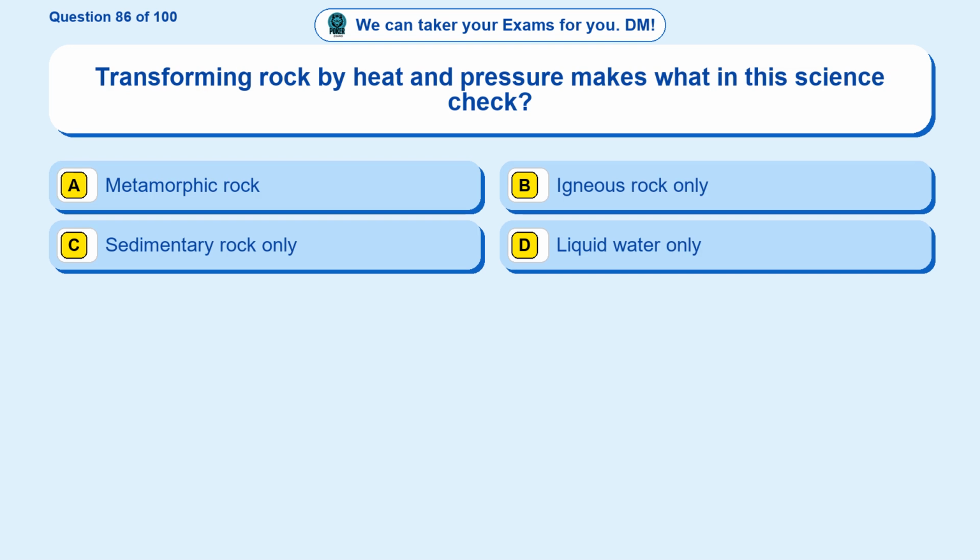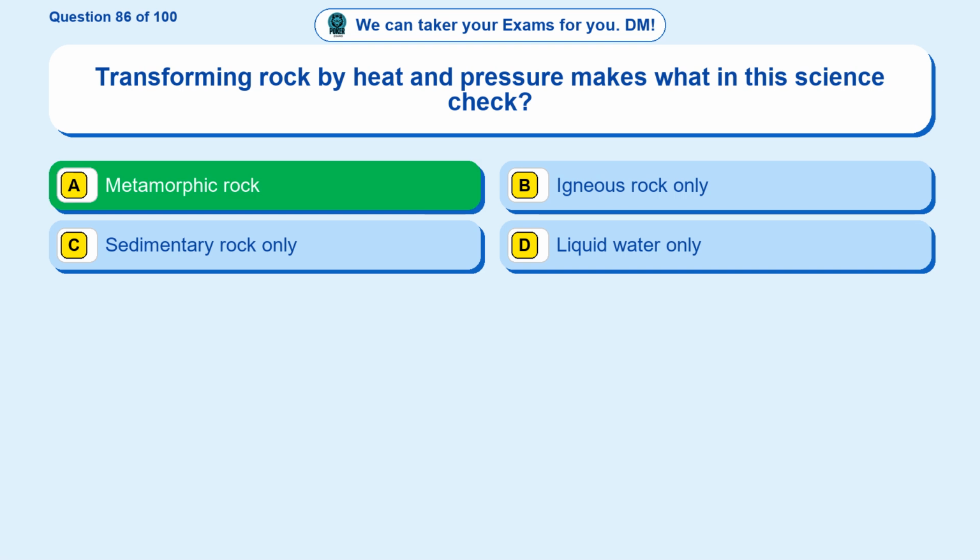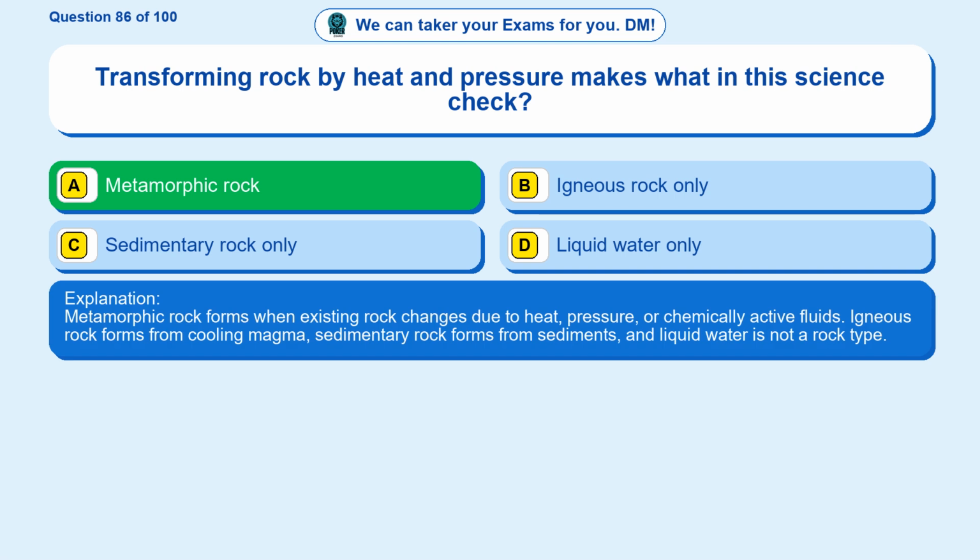Question 86. Transforming rock by heat and pressure makes what in this science check? Option A, metamorphic rock. Option B, igneous rock only. Option C, sedimentary rock only. Option D, liquid water only. The correct answer is option A, metamorphic rock. Metamorphic rock forms when existing rock changes due to heat, pressure, or chemically active fluids. Igneous rock forms from cooling magma, sedimentary rock forms from sediments, and liquid water is not a rock type.